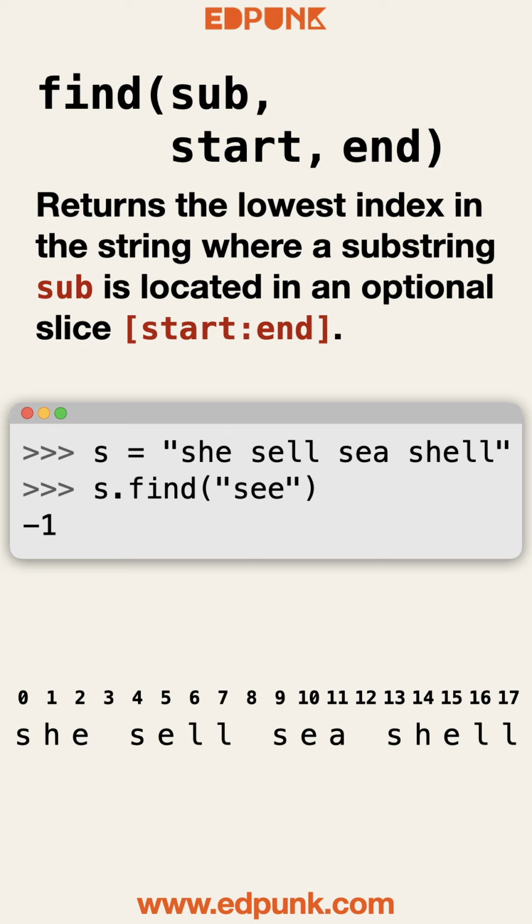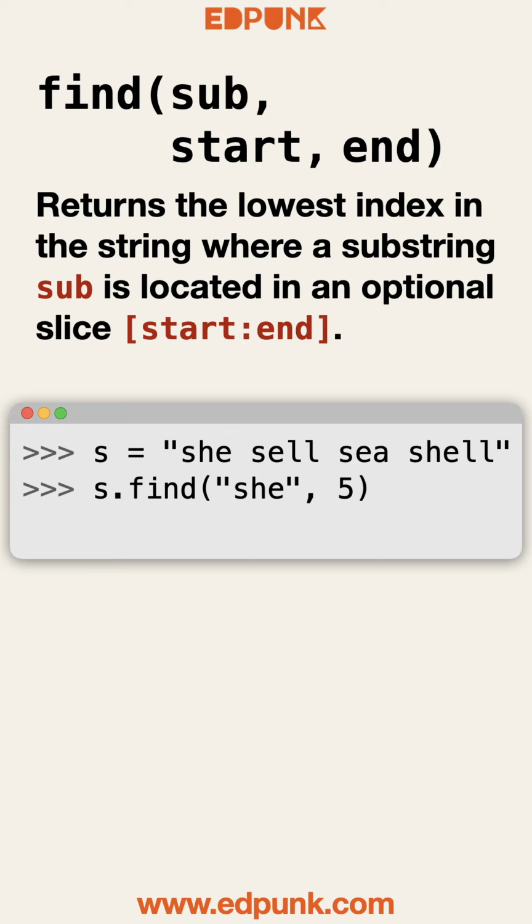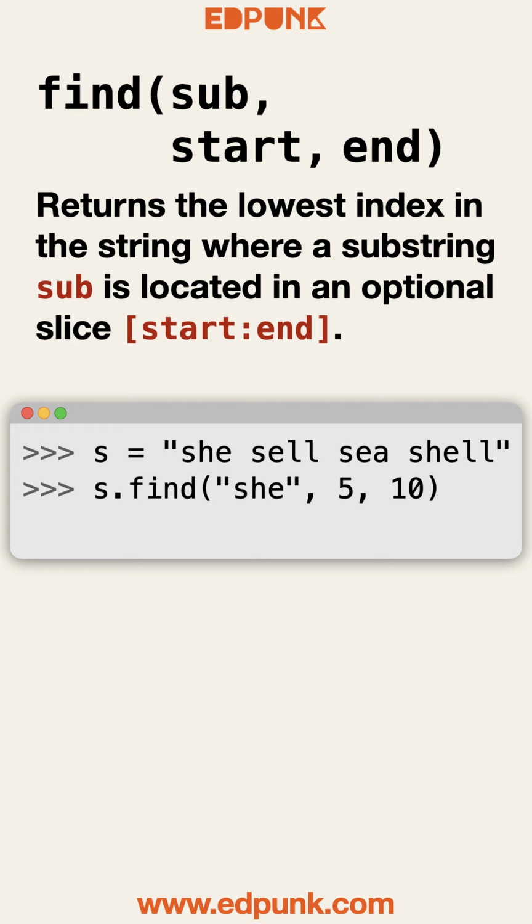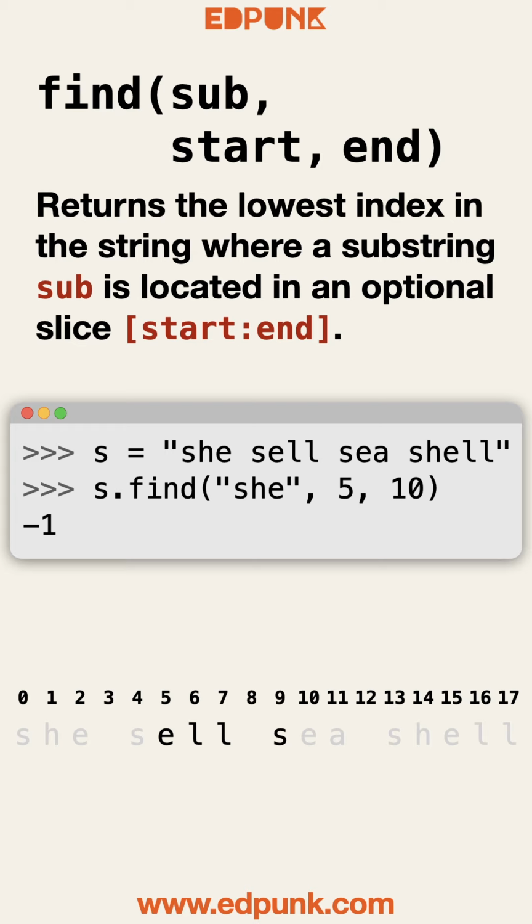Let us take another case where we execute s.find("she", 5). Now the new search string begins at index 5. This time, the method is able to locate an occurrence starting at index 13, so it returns 13. Let us take another case where we execute s.find("she", 5, 10). Now, the new search string starts at index 5 and ends at index 9. As the method is not able to find any substring "she" in the given slice, it returns -1.